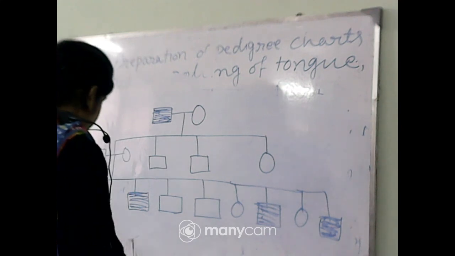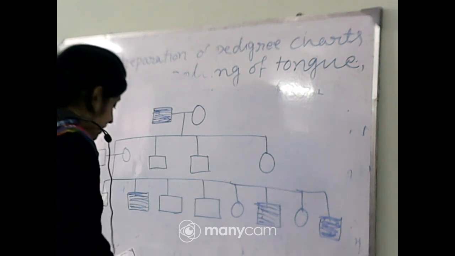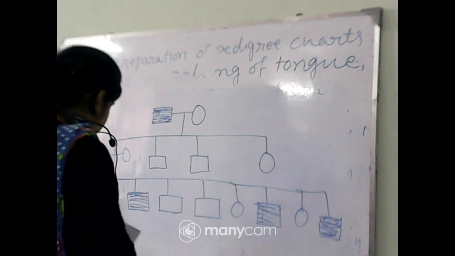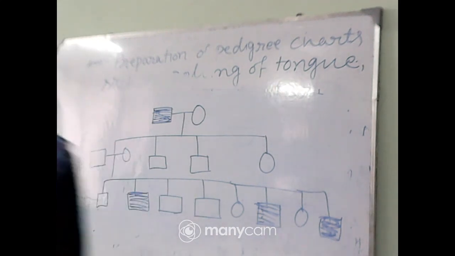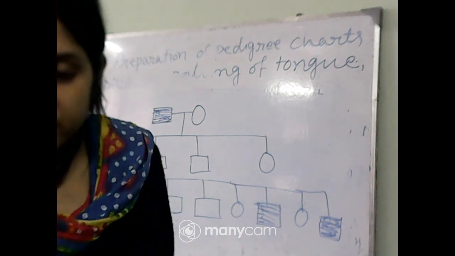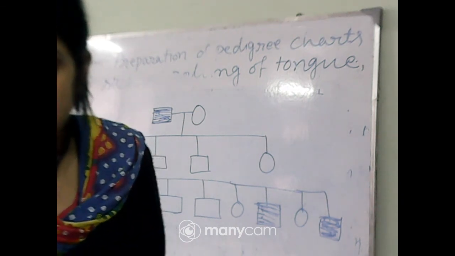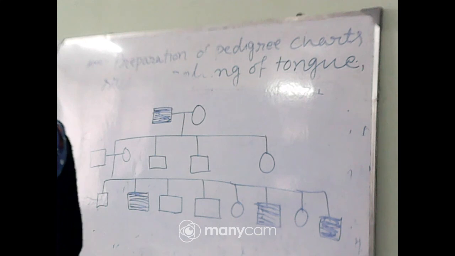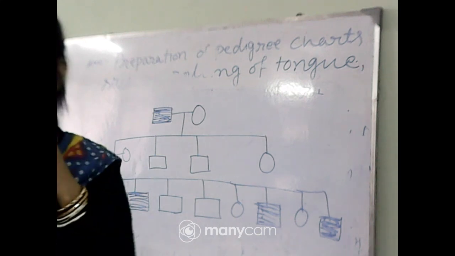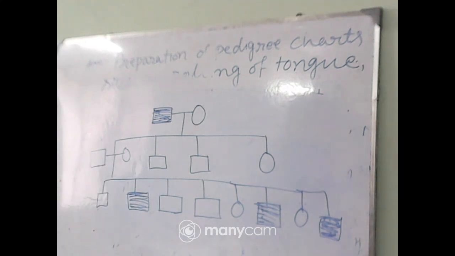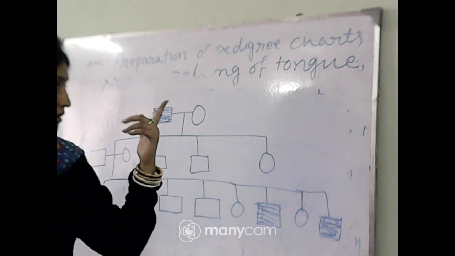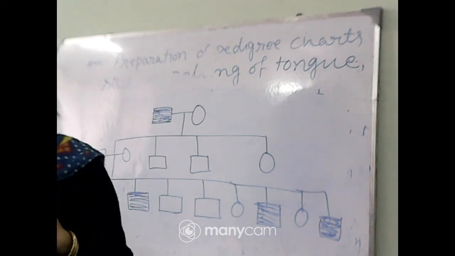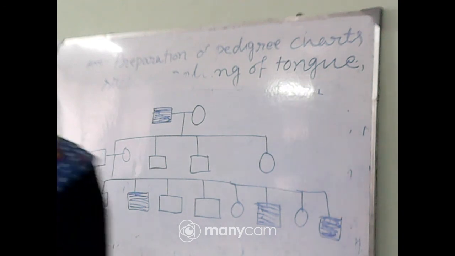We'll continue in my next video. That one is the color blindness and the rolling of tongue. These two are the most important. But first clear the concept about the sex-linked dominance and sex-linked recessive. Okay, remember that. And the color blindness comes under the sex-linked recessive, and the rolling of tongue comes under the sex-linked dominant. Okay, bye everyone.